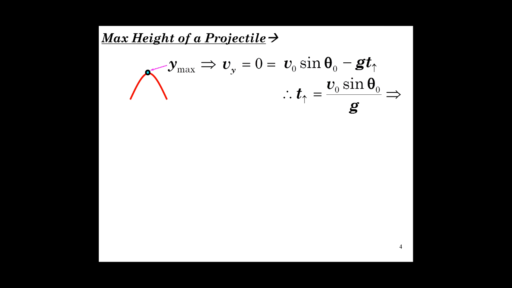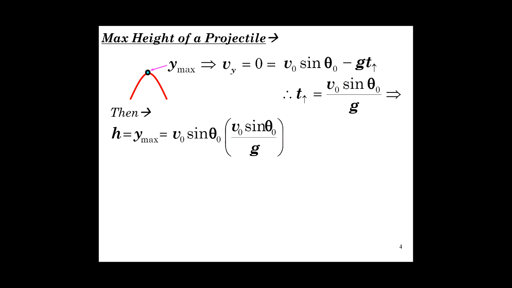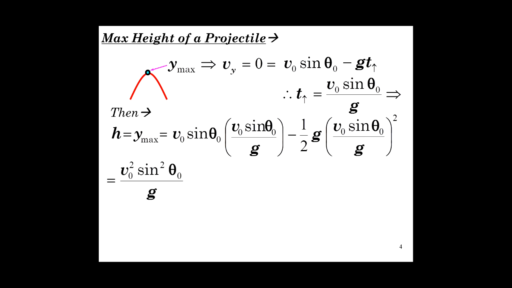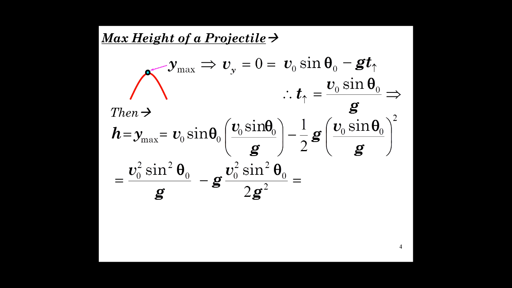We're going to use that to sub in the equation for height. Y max in this case, which is no initial height, is the initial velocity v0 sine of theta 0 in the vertical direction times the time we just solved for and are now subbing in, minus 1/2 g times time squared. And this gives us v0 squared sine squared of theta 0 over g minus v0 squared sine squared of theta 0 times g over 2g squared.